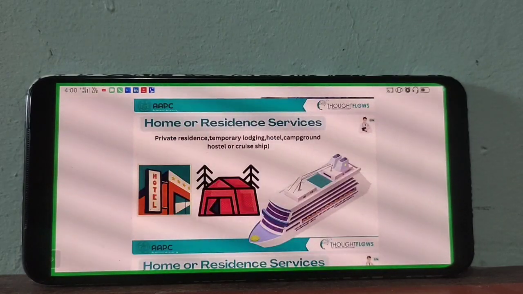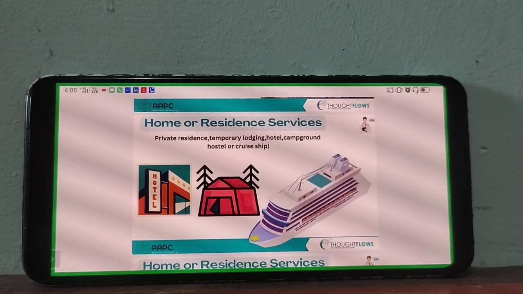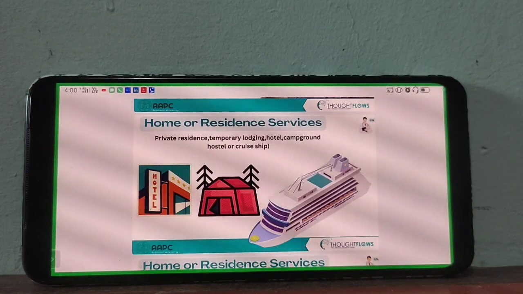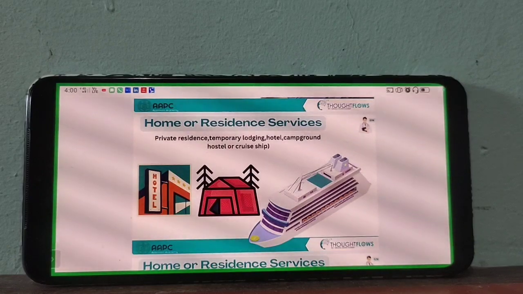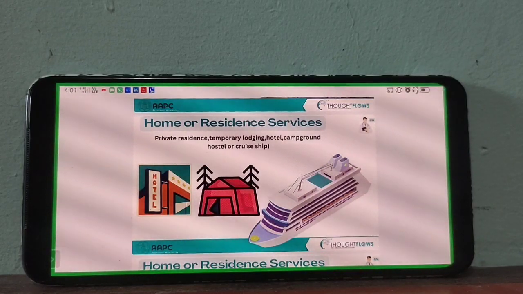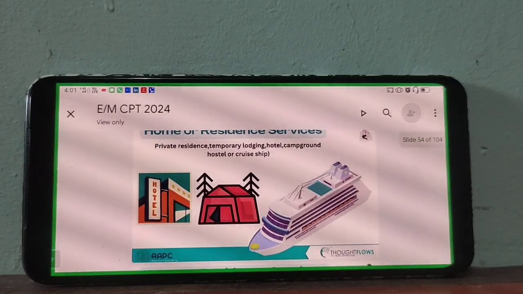If a doctor gives the treatment for the patient at a temporary lodging, hotel, campground, or a cruise ship, it comes under the single category, home and residence. Take the example for home and residence service. These places are considered as home or residence service.